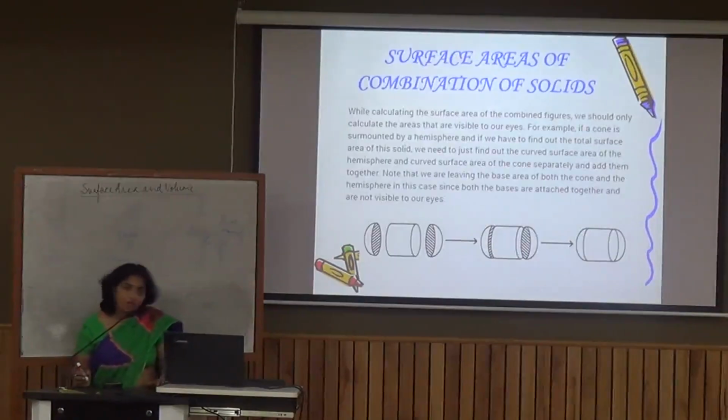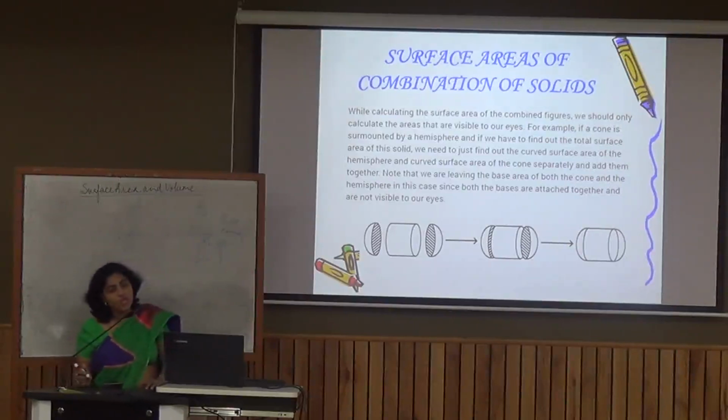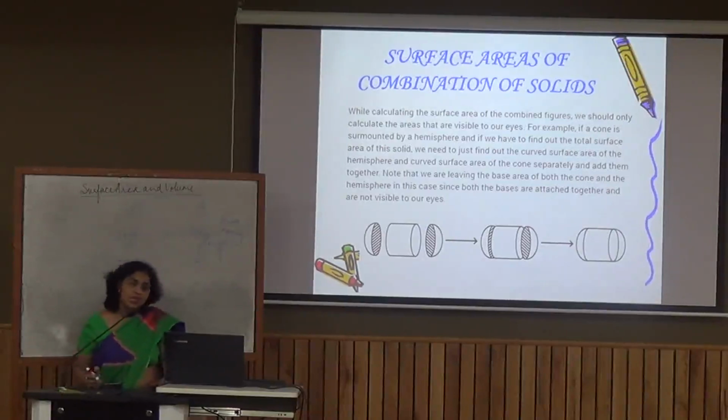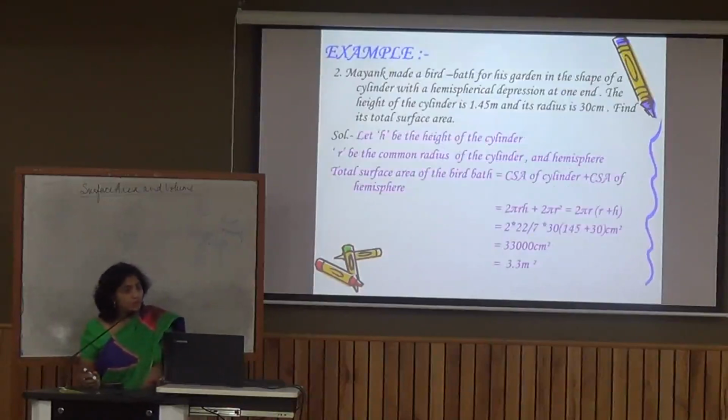And then if we have to calculate the surface area of this combination of solid, we will use the curved surface area of cone plus the curved surface area of hemisphere. You can see in the figure there is a cylinder, and to the flat surfaces, two hemispheres are being combined. So the visible surface is the curved surface of the cylinder and two curved surfaces of the two hemispheres, and we will calculate the surface area accordingly. Let's move forward to the example.